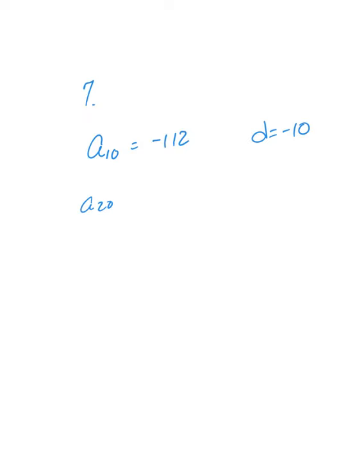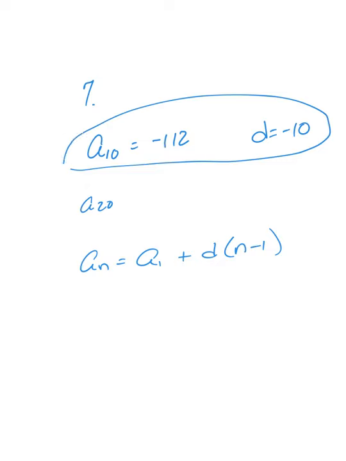To do these, this is a little harder because they're giving you one that starts in the middle, not at the beginning. And they're giving you -10 as D. I like to do this. If AN equals A1 plus D times N minus 1, everybody recognize that first formula? I like to use this information to find A1. So if I have -112 equals A1 plus -10 times 10 minus 1.